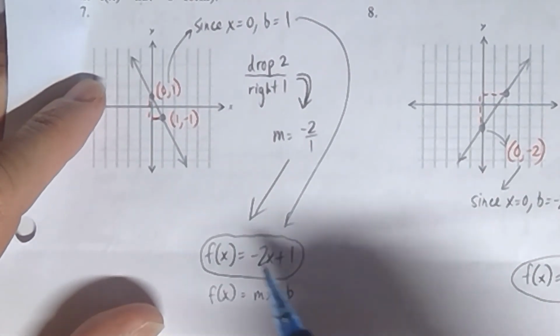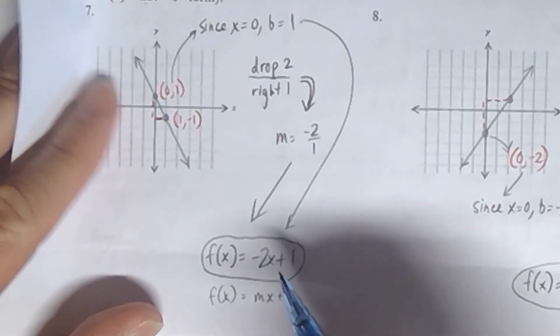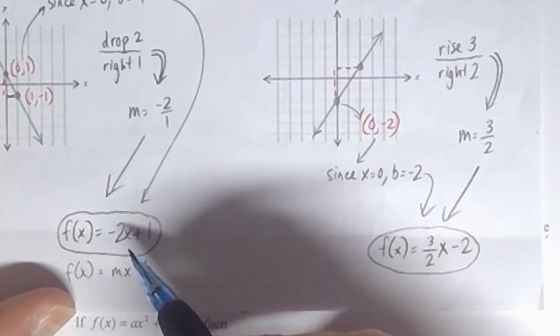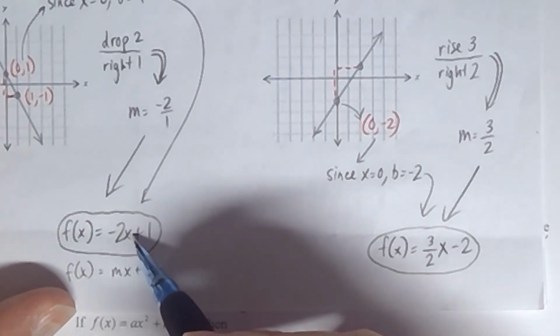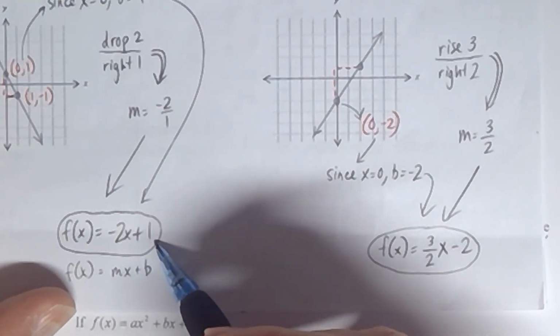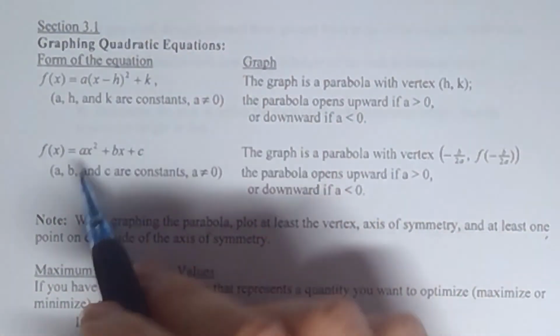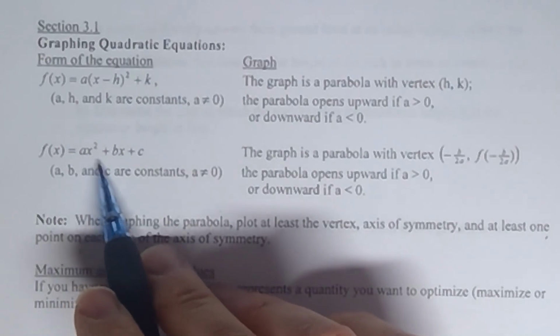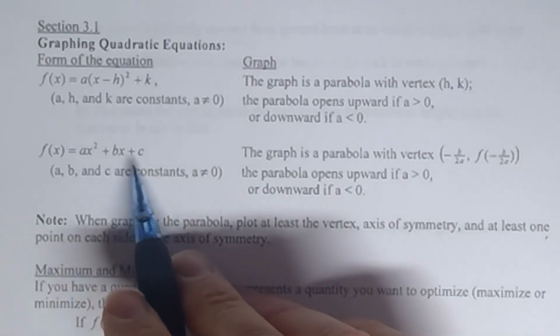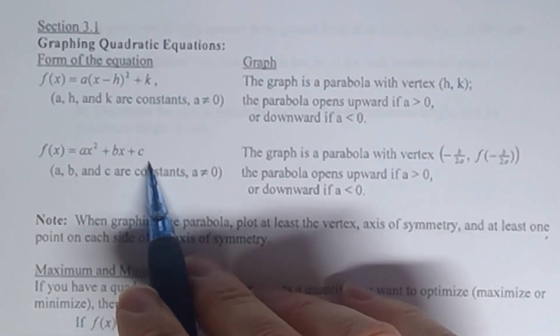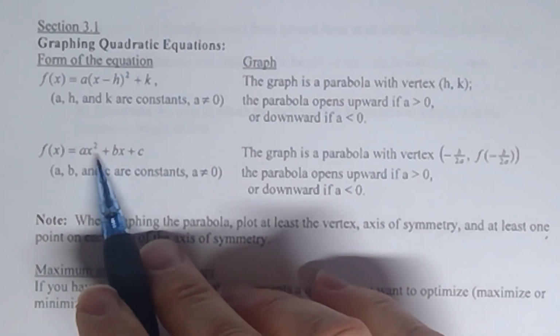When it's like that, like negative 2x plus 1, or this one over here, 3 halves x minus 2, where it's just the x term to the first power and then no x at all, that's when it's going to be a line. Conversely, if you've got f of x equal to something that has x squared and then x and then the constant, that's going to be a whole different kind of graph, mainly because of the x squared. We'll take a look at what that is.